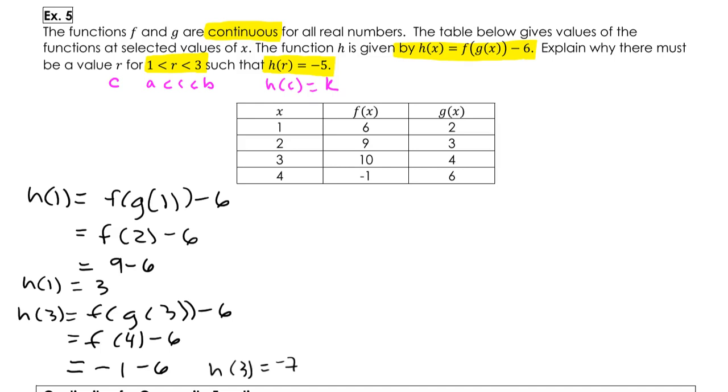Okay, so now I'm dealing with h of 1 and h of 3. The question was, again, is h of r -5? Is -5 between 3 and -7? So our answer is yes.